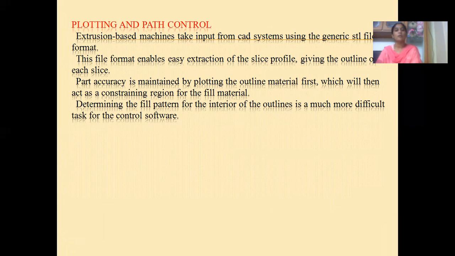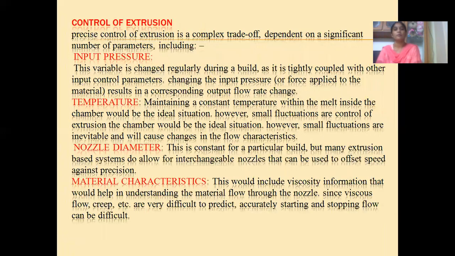This file format can easily be extracted with the slice profile giving the outline of each slice. Part accuracy is maintained by plotting the outline material, which will then act as a constraining region for the fill material. Determining the fill pattern for the interior of the outlines is much more difficult for the control software. Okay, next one, control of extrusion.